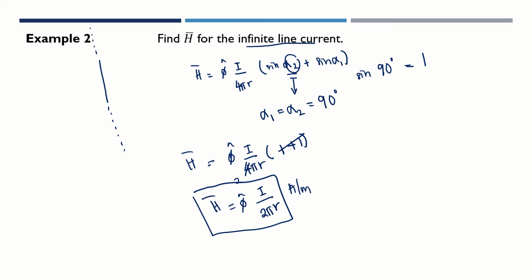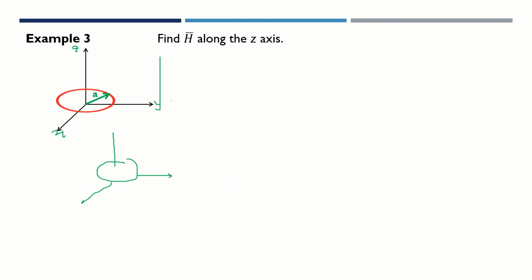All right, so now let's look at another sample. I want to erase all the annotations that I've made here. Okay, so now let's look at another question: find H along the z-axis. This is the z-axis, this is x and this is y.